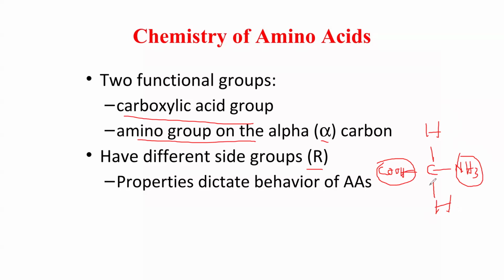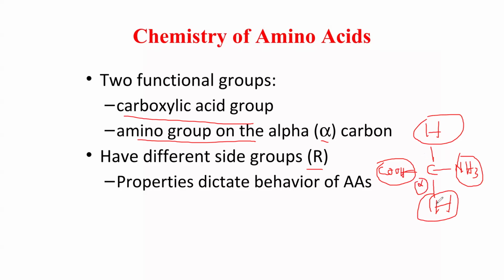So it means that it's not 4 different groups that attach to this carbon. Since the groups that attach to this carbon are not different from one another, because here you have one hydrogen and you also have another hydrogen, it's not actually 4 different groups. So this is not alpha carbon.